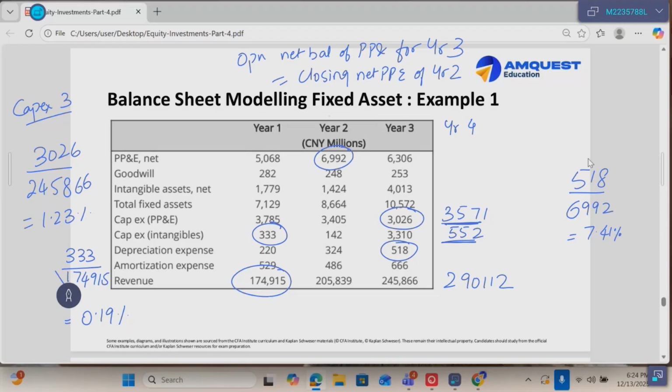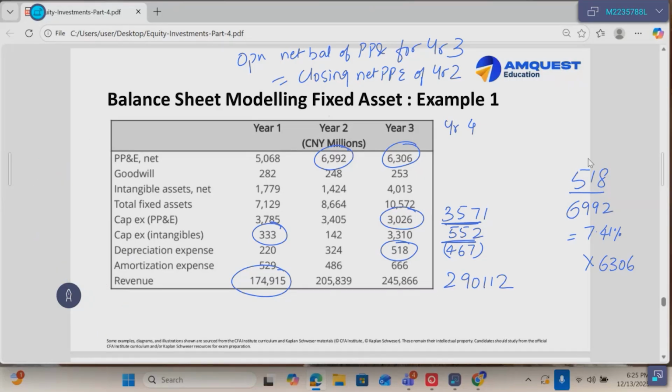Year 4 opening balance is the closing balance for year 3. So 7.41% multiplied by 6306 will give us depreciation for this year. So the answer for this is 467. This is depreciation. So for year 4, what we have to do is we have got the percentage over here. We have to charge 7.41% of the opening balance. Opening balance for year 4 is going to be closing balance for year 3. So we are going to take 7.41% of 6306. We will have the depreciation for this year. Now similarly, we have to do it for intangible amortization as well. So let's read the condition, what is mentioned.